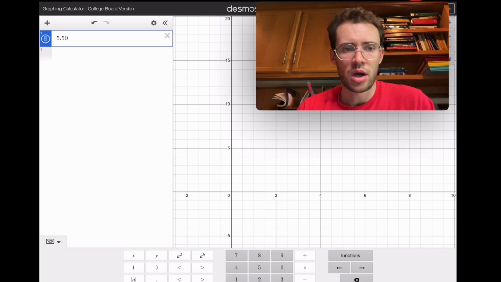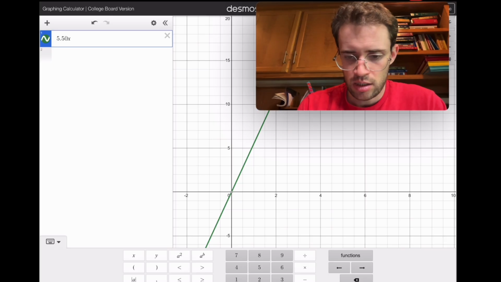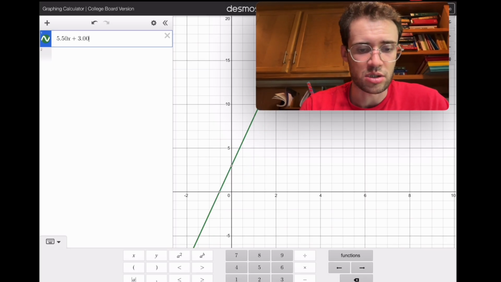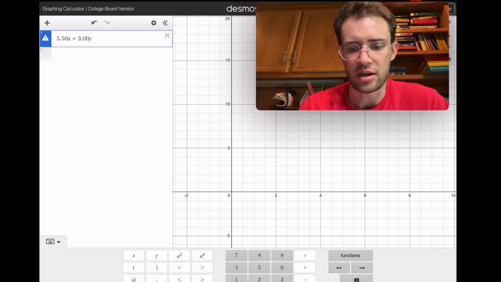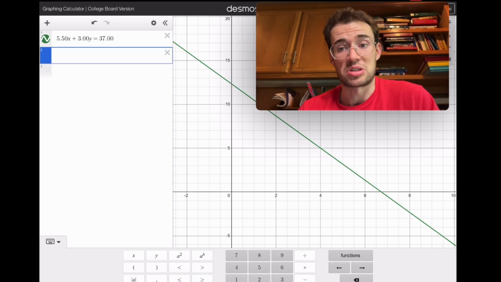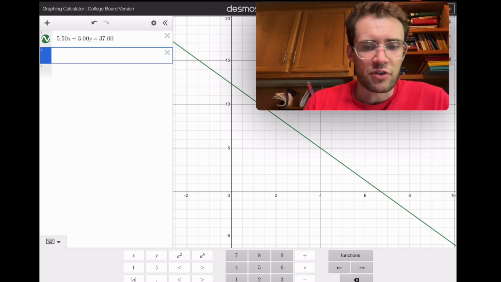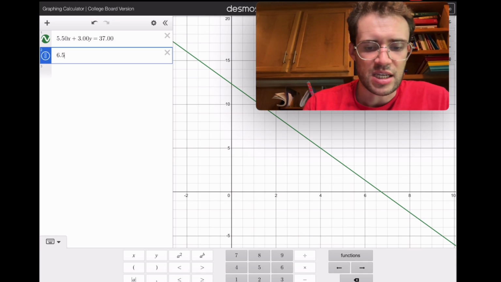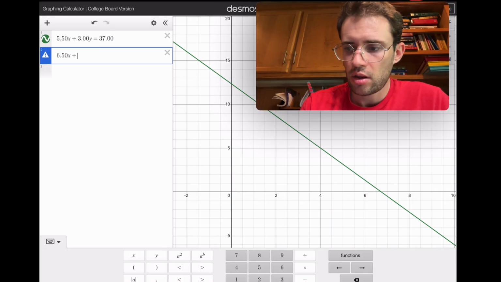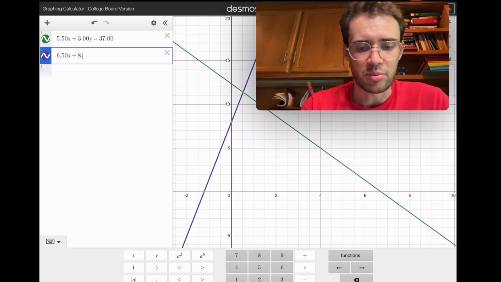All right, 550x plus $3, so you could just write 3y or 300y, it doesn't change anything, but I'm just going to type it exactly how it was, is equal to 37.00. And you can just write that as 37, it doesn't really matter. And then for the second equation, we get 650 times r, which we're typing as x, plus 8 times y, or 8.00 times y.